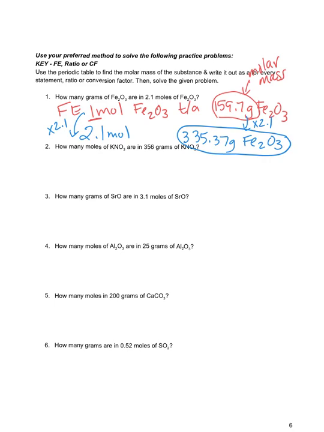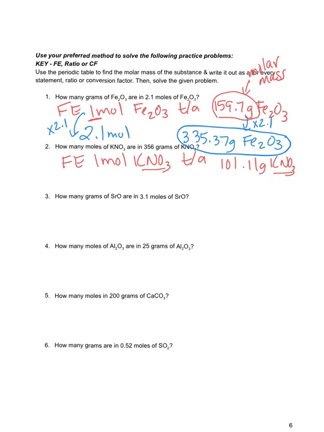The next one says how many moles of KNO3 are in 356 grams of KNO3. So my first step, step 1, is find the molar mass. I find the molar mass of KNO3, and then I use that to write my for every statement. For every 1 mole of KNO3, there are 101.11 grams of KNO3. That's my first step. Notice I'm labeling the substance everywhere because as problems get more complicated, I want to keep things straight.